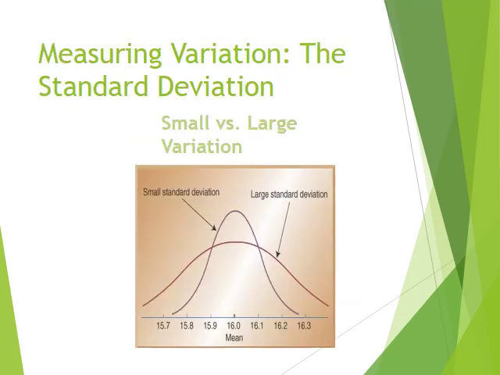Measuring variation, the standard deviation. Okay, this is a graph for small versus large variation. For the purple graph, it is a small standard deviation, and the red, a large standard deviation. And the center of the graph is the mean.